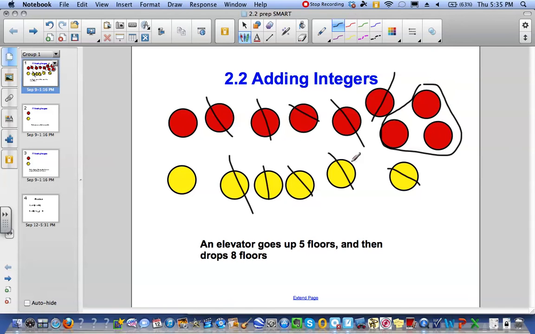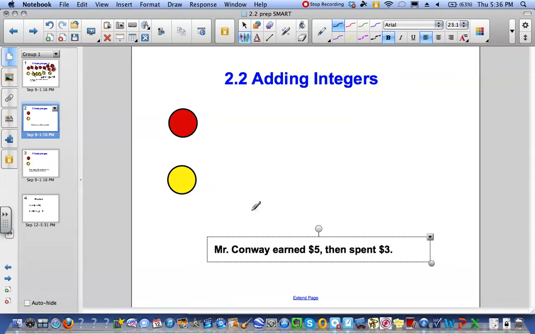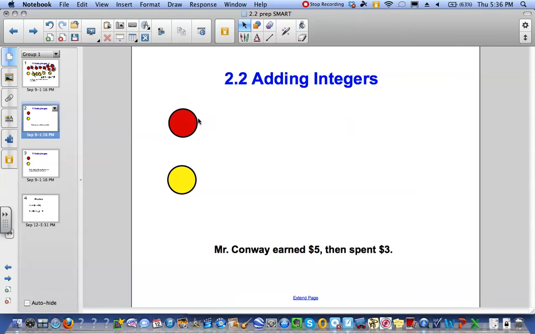So to write an equation, what I could say is that positive 5 plus negative 8 equals negative 3. If we try the next equation, I earned $5. Mr. Conway earned $5, but then I spent $3 of that money. So I spent 3 and I earned 5.